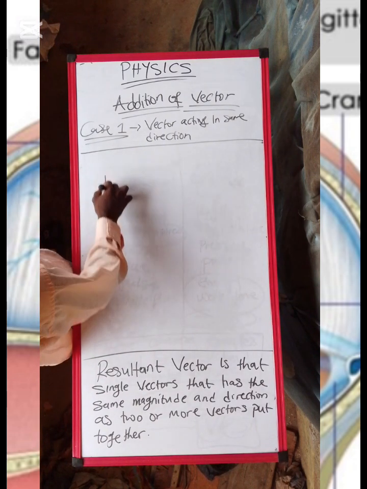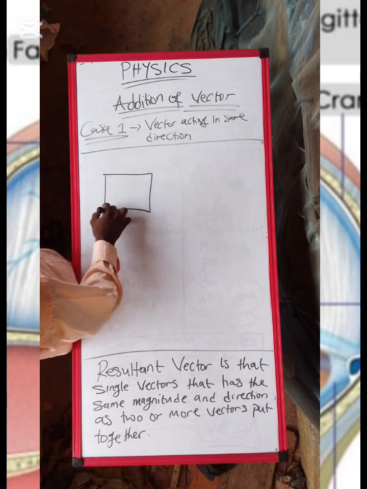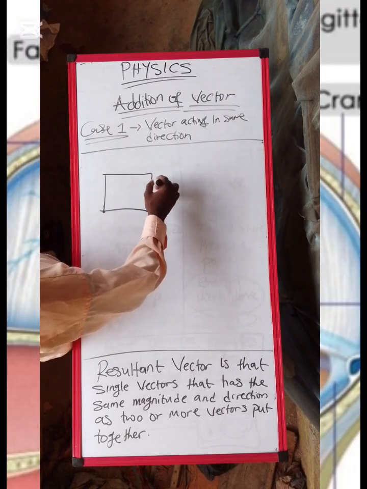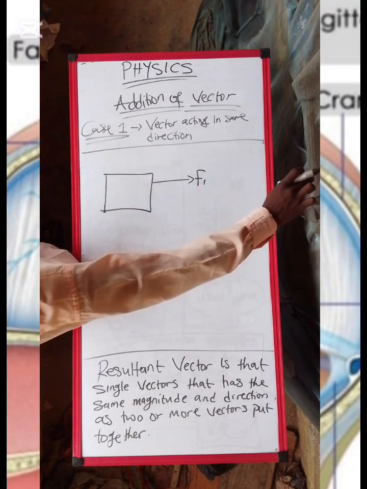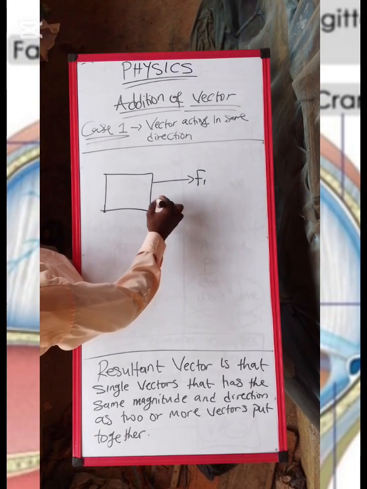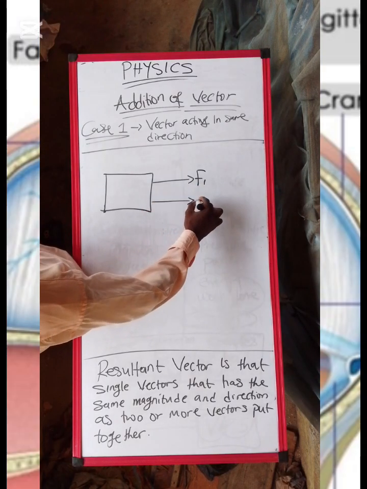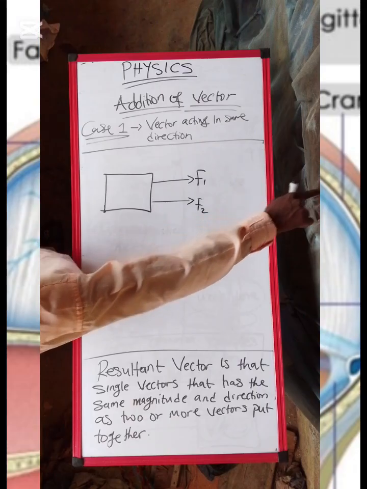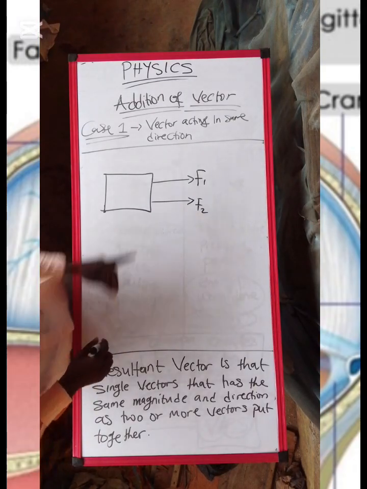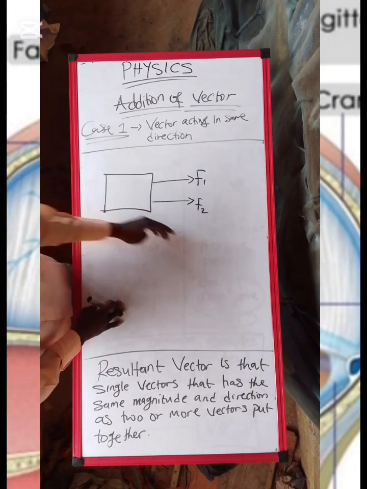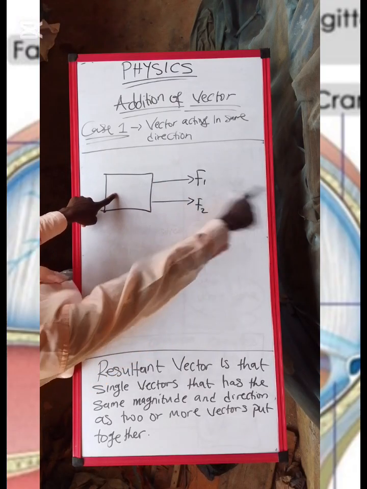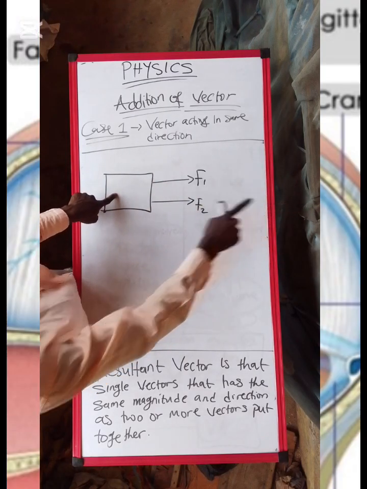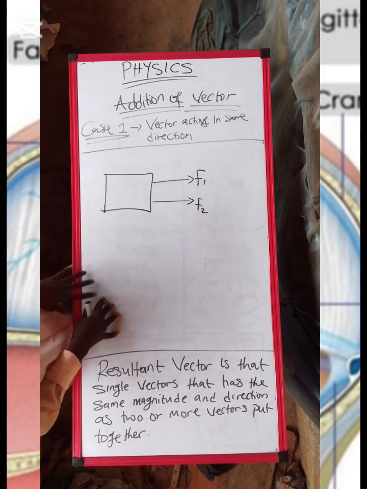Let's take, for instance, a box here, and I apply a force, let's call it F1, pushing the box in this direction. Let's say my friend applies another force, F2, also pushing in this direction. You can see that both my force and my friend's force are pulling this object towards this direction. So these two forces are both acting in the same direction. This is the condition we want to look at in this video.